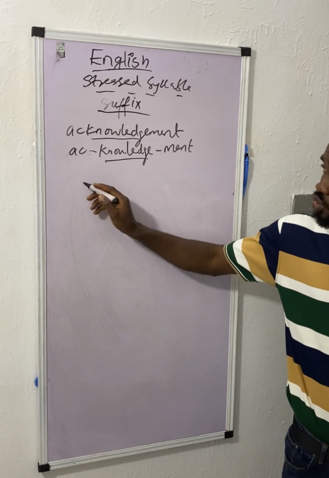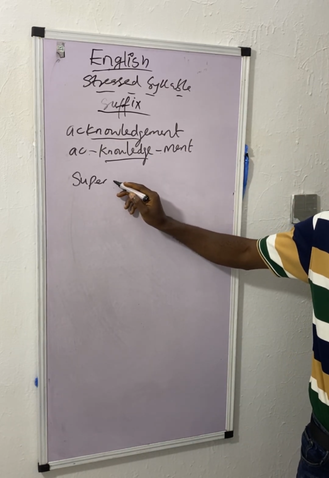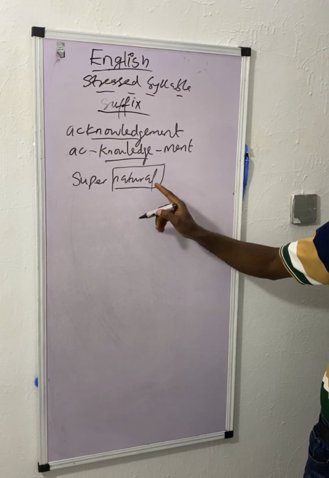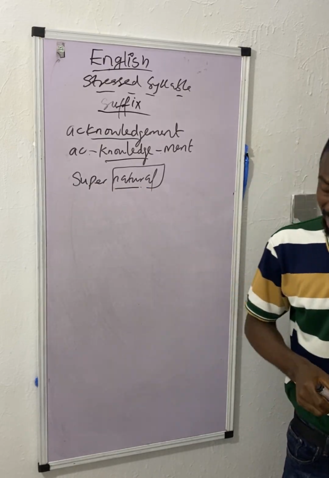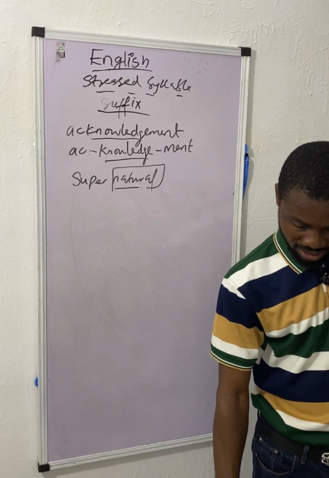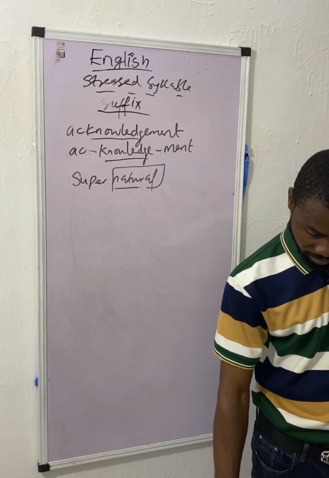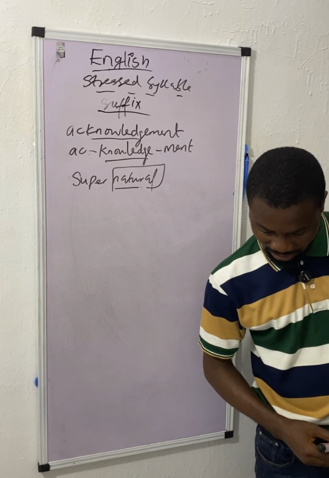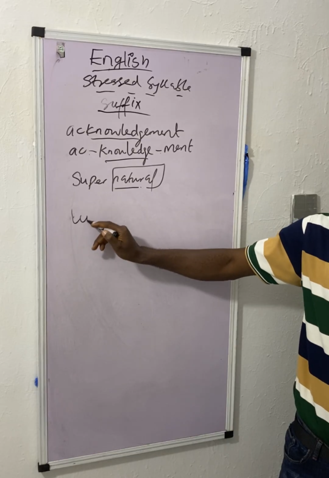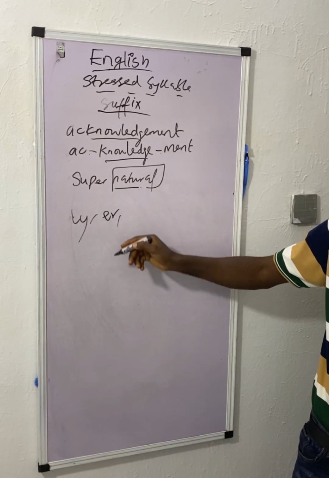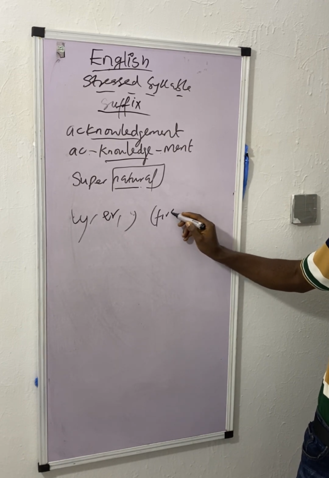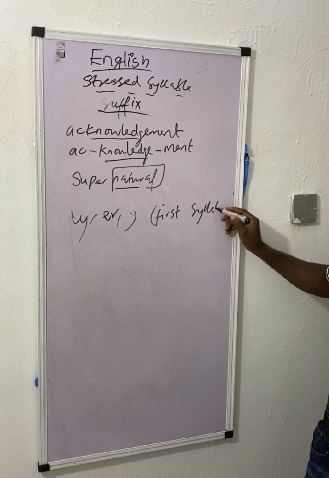Another one is supernatural. Where is the parent word? The parent word is natural, right? So we have the stress here because it's talking about natural, that the natural is a super one. So that's that. Then the last but not the least is another suffix pattern. Any word that ends in y, ly, that's li, er, y, usually stresses the first syllable.